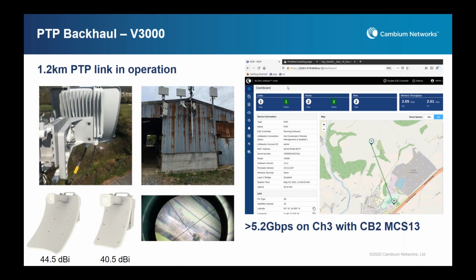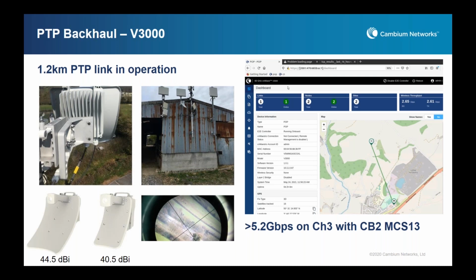Now, what you see here is this link running at 1.2 kilometers, and we are getting a bidirectional rate of 5.2 gigabits per second. This, I would say, would be one of the fastest 60 gigahertz links that you will see, that's for sure. Now, what this is, is channel bonding.